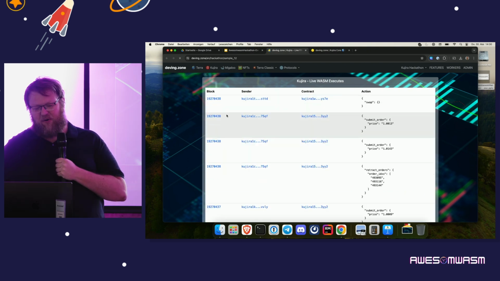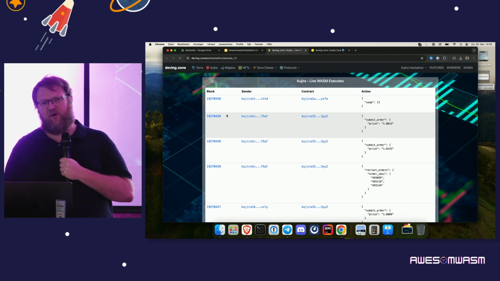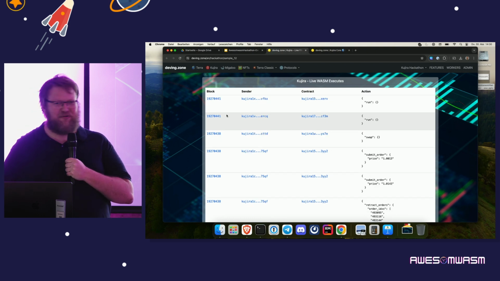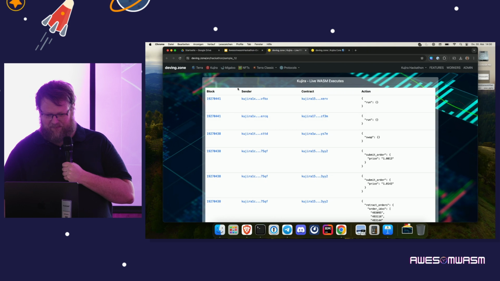And now you can see all the different contracts coming in. These are the WASM executions on the chain, which I will also deploy for other chains, because there are a lot of chains which have CosmWasm. And it's quite cool to see all that stuff going on at the lower level.